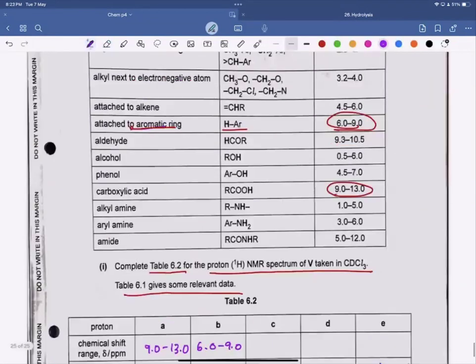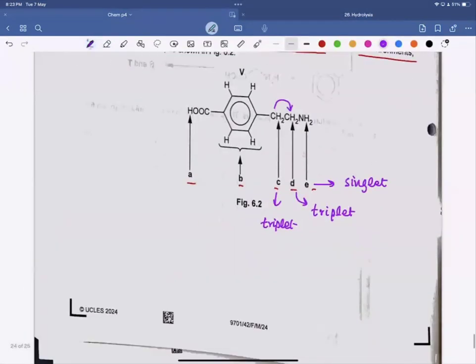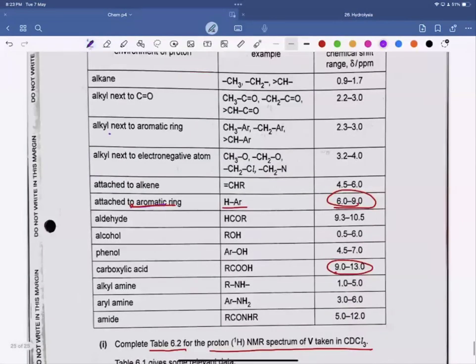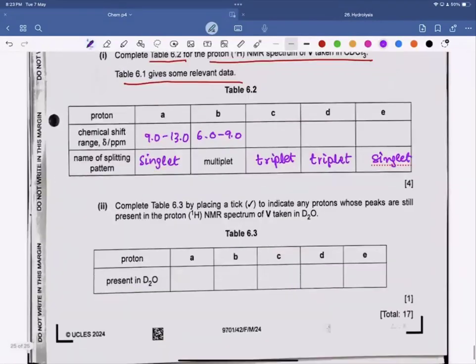Now, if you look at C, C is a neighbor to the aromatic ring. So for alkyl next to the aromatic ring, its chemical shift is 2.3 to 3.0.